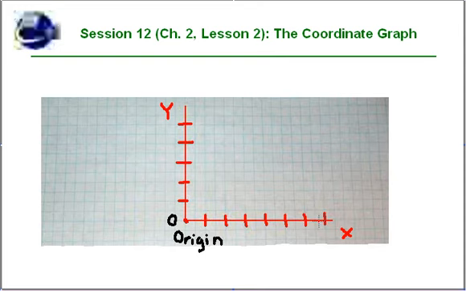Those represent 2 different axes. You have an axis going across the page, and that's called your x-axis, going across or horizontal. And then you also have a y-axis, which is going up and down or vertical. And where the y-axis and the x-axis cross or intersect is called your origin. At your origin, the values for both x and y are 0.